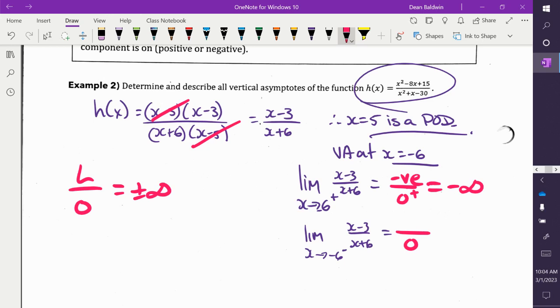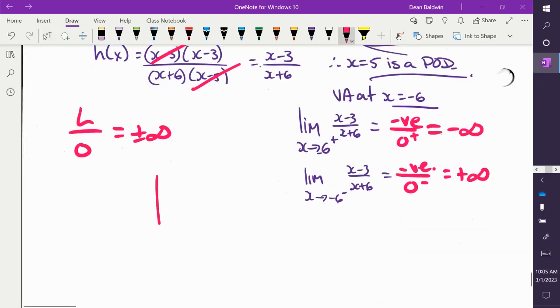Now, we look at coming to negative 6 from the negative side. So we're coming this way. A number that's smaller than negative 6, like negative 7. Is the top positive or negative? Negative. The top's always going to be negative. But you're coming at negative 6 from the negative side, so negative 6.1 works. If I put negative 6.1 into the bottom, do I get a positive or a negative number? A negative number. So now we have a negative divided by a negative, which gives me positive.